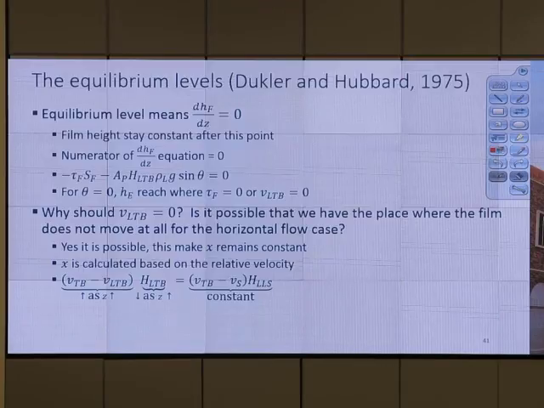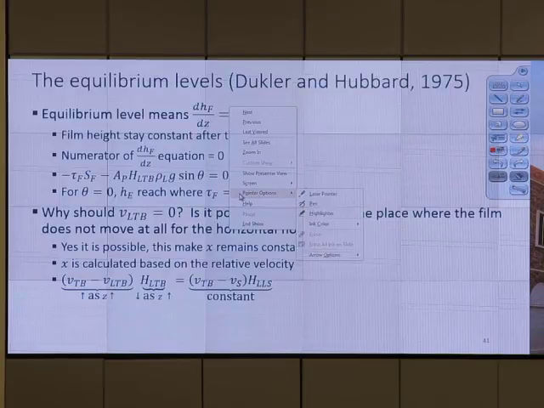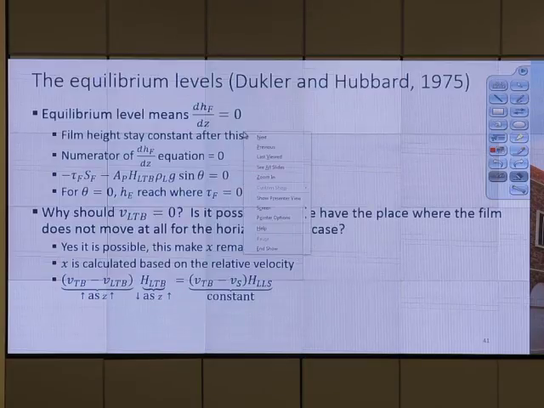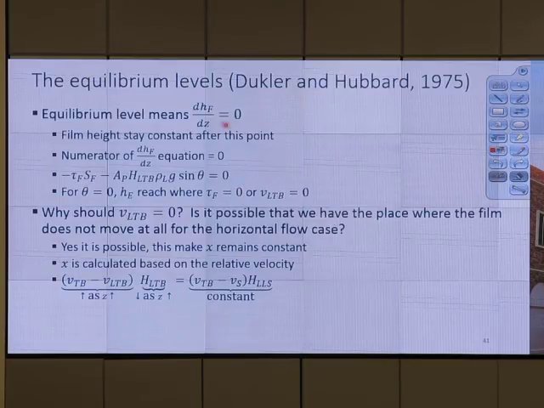So I give you the discussion about equilibrium level. Equilibrium level, we have the height doesn't change with the distance, then we get equilibrium level. Okay, so film height stays constant after this point. Okay, numerator goes to 0. The top part goes to 0. Okay, and this is the top part, right?